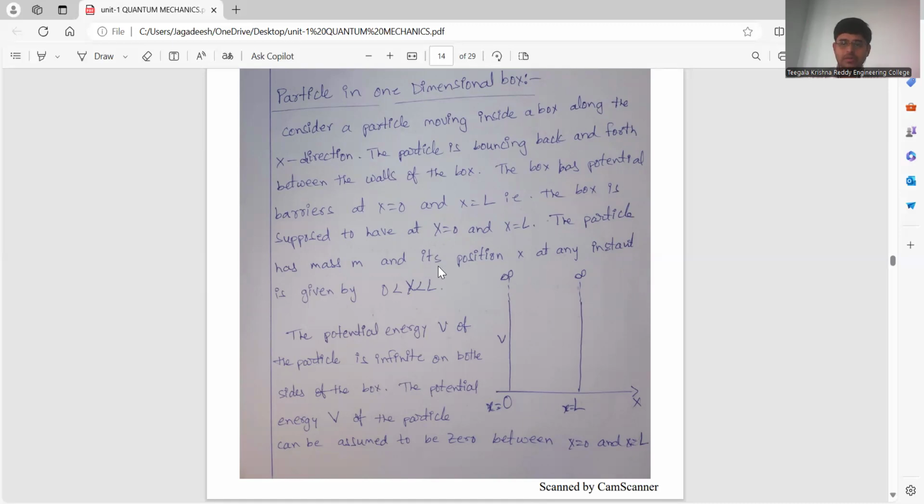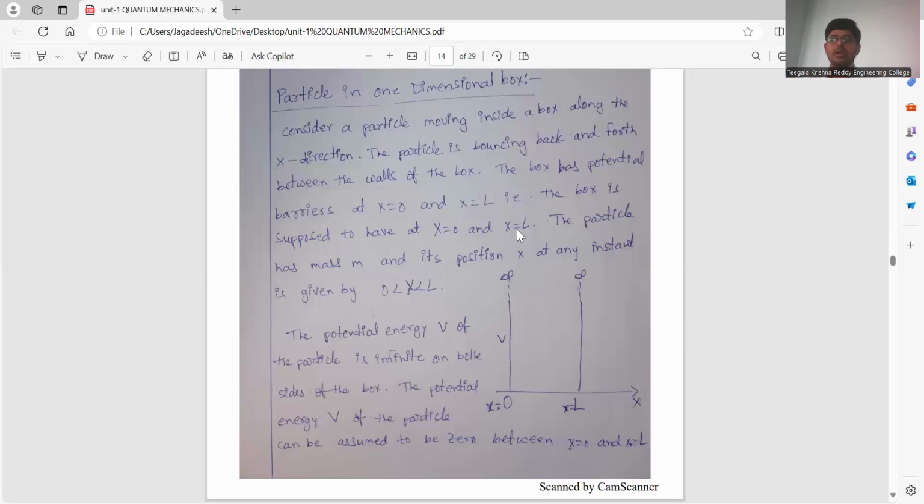The box has potential barriers at x equal to 0 and x equal to L. Suppose this is the particle, and this is the box. This is one end of the box, and this is the other end. Here one end is at x equal to 0, and the other is at x equal to L.